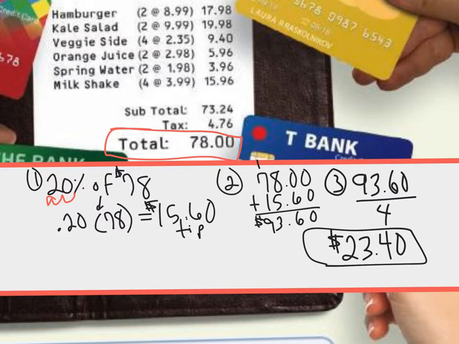Again, not really necessarily fair to the people that got the cheaper items here, but that's what they told us to do, so that's what we can do. We could do the same idea with the 15% tip. 15% tip, if you do 0.15 times 78, that's $11.70. Add that on would be $89.70, and then divide that by 4 would be $22.43. So not a huge difference, about $1 less with a 15% tip versus a 20% tip.